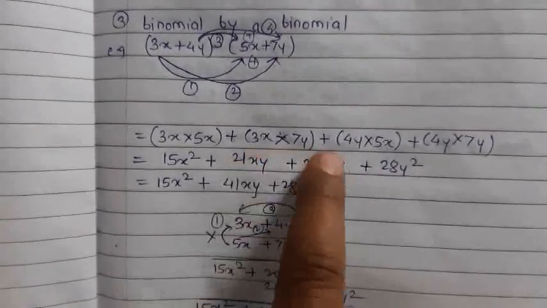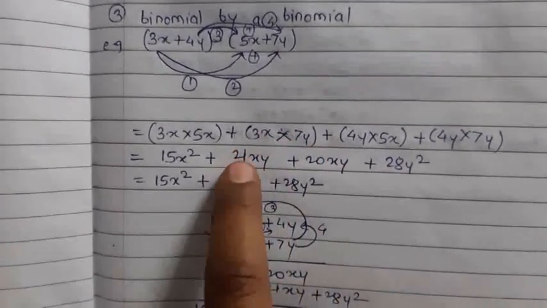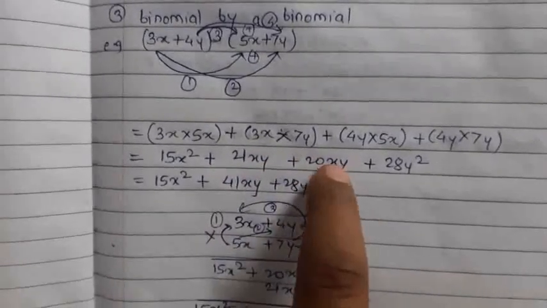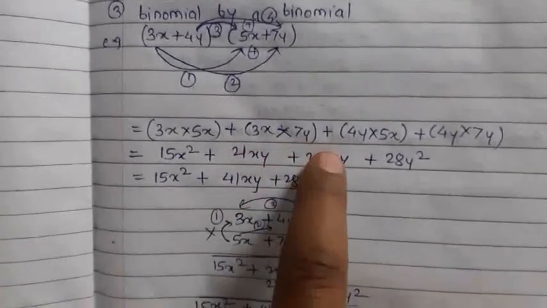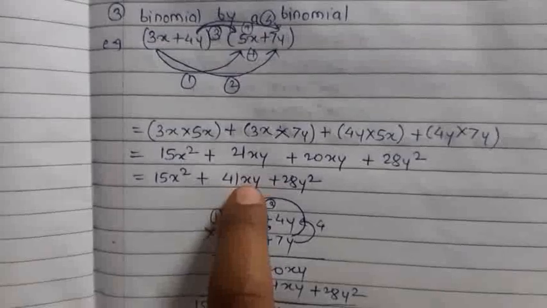Now if we see these two middle terms, this 21xy and 20xy, these two are like terms. So we can add them: 41xy.